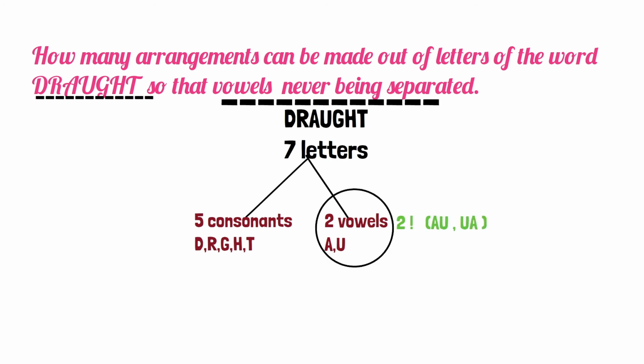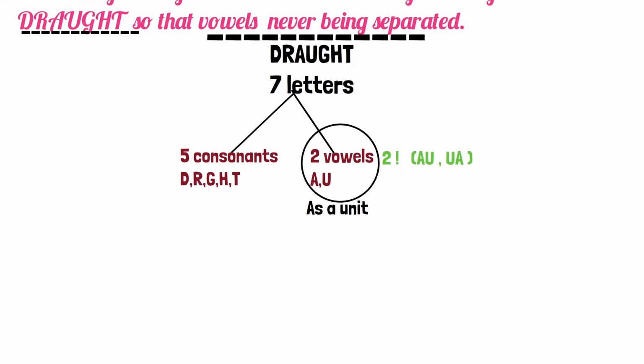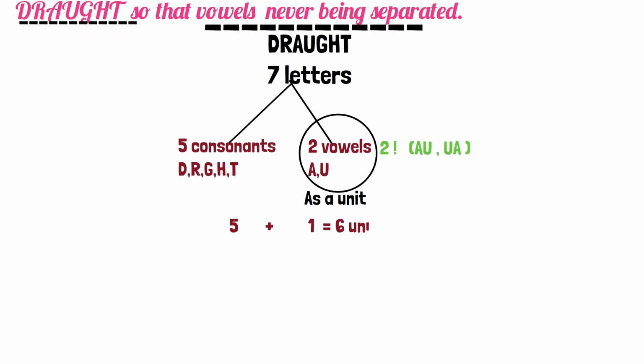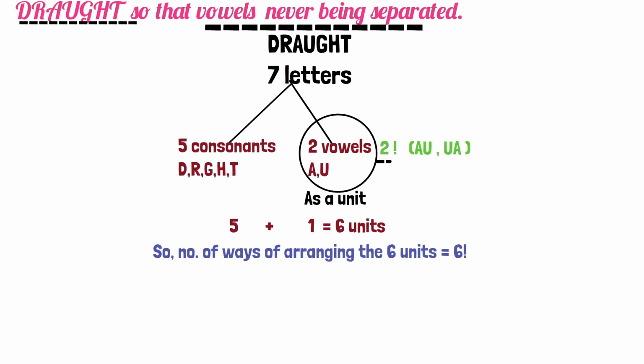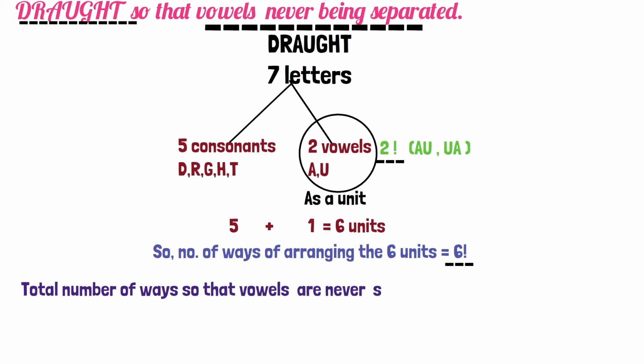in 1 letter can be arranged in 2 factorial ways. Now, make the 2 vowels a unit. So, 5 consonants and 1 compound letter consisting of 2 vowels equals 6 units. So, the number of ways of arranging these 6 units is 6 factorial. So, the total number of arrangements of the letters of the word DRAFT, with the vowels never separated, is 2 factorial times 6 factorial ways.